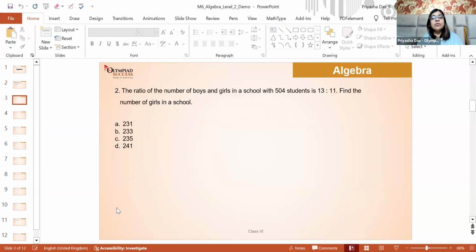Here's question number 2. This is where you are incorporating algebra into ratios as well. Don't take ratios very difficult. Okay, it is easy. It is very much like fractions. So try to figure it out. The ratio of the number of boys and girls is 13 is to 11, and the total number of students is also given to you. So how can you calculate the value?